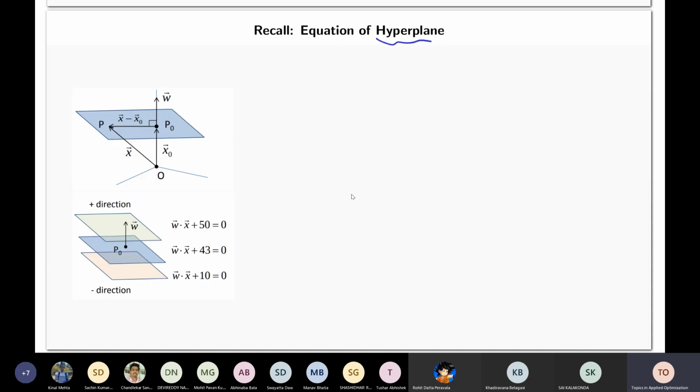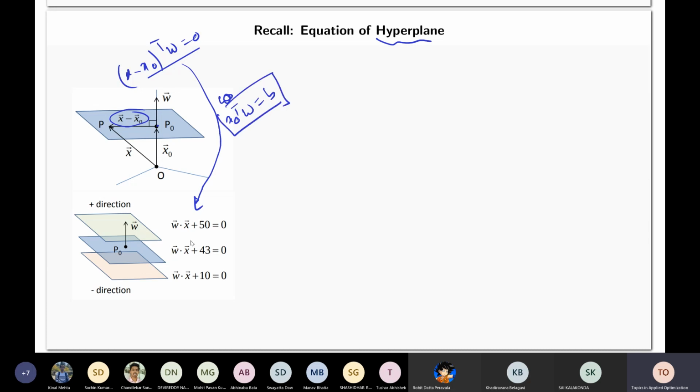Now we recall a little bit about the hyperplane. We have done this before. This is the equation of a hyperplane: W transpose X plus B equals 0. Here W is the normal vector, and this is some point P0 in the plane, and this is some arbitrary vector X. So X minus X naught is a vector in the plane. Due to orthogonality, I must have (X minus X naught) transpose W equal to 0. If we do that, we are led to an equation where X naught transpose W will be equal to B. So in general, the equations look like that.